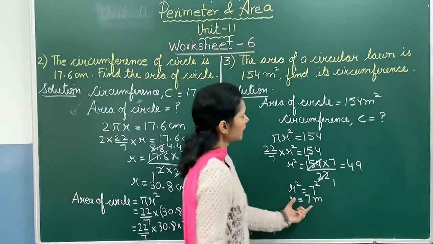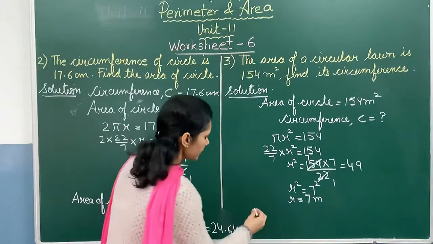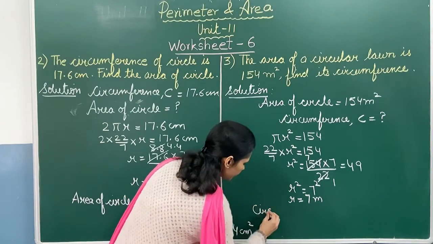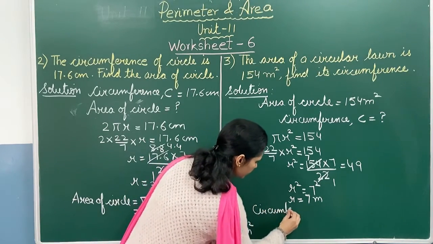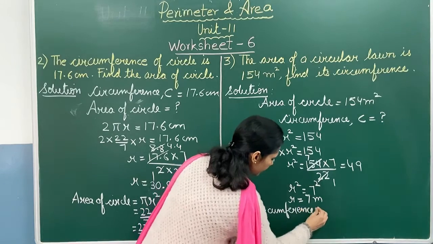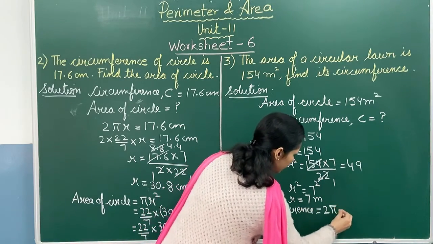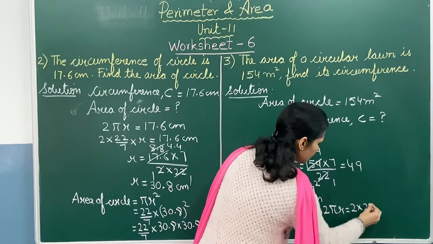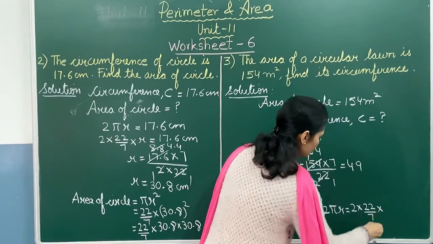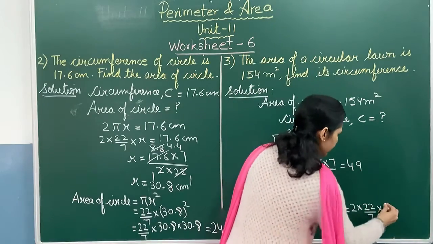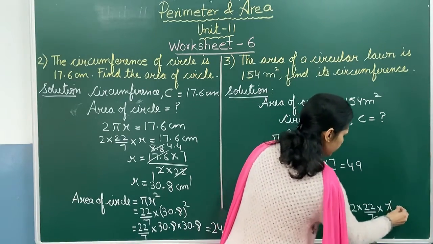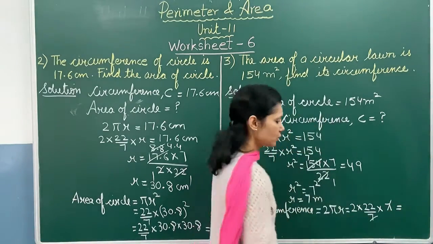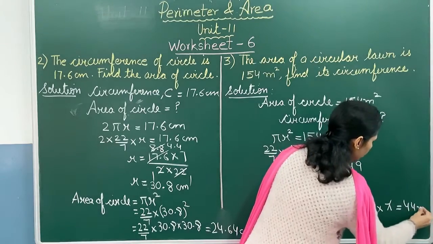Now that we know the radius, we can find out the circumference. The formula to calculate circumference is 2 pi r. Let's put in the values. 2 into 22 by 7 into r, the radius, is 7. 7 gets cancelled. So 22 multiplied by 2 is 44 meters.